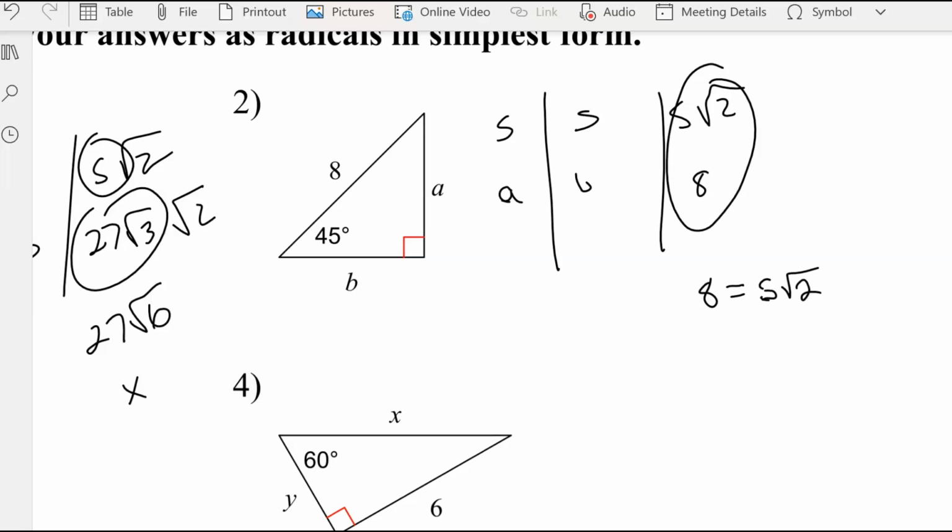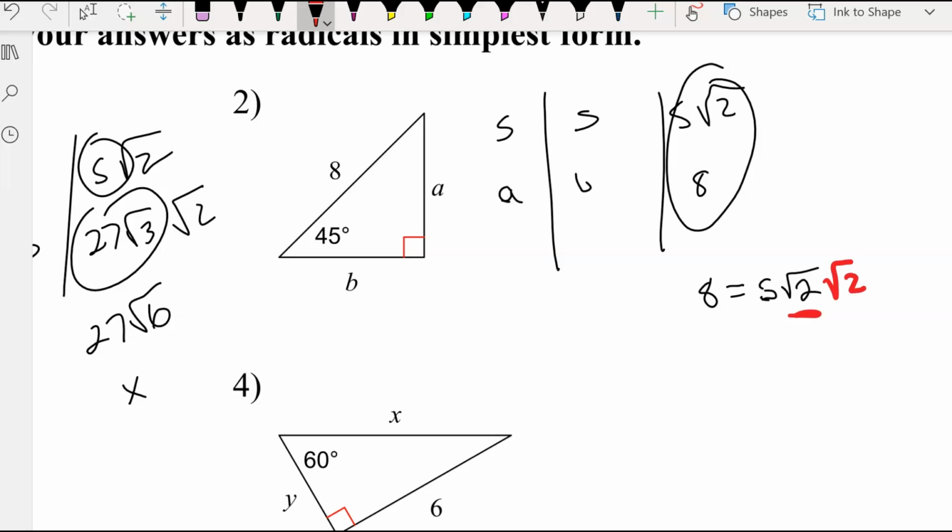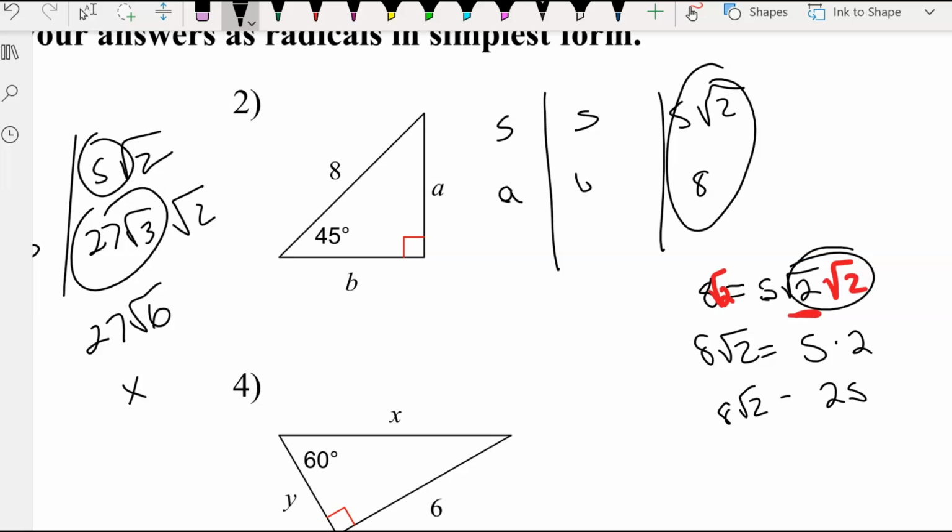Now I have this weird radical 2 and I want to get rid of it. So what I can do is multiply both sides by radical 2. If I multiply both sides by radical 2, I'm going to get rid of the radical, and it's going to be just times 2. But I don't like to write it like that. We like to write it with s after the number. Then you can divide both sides by 2.